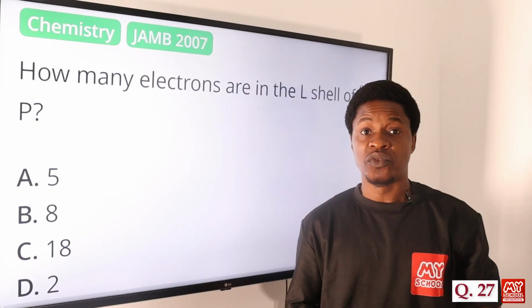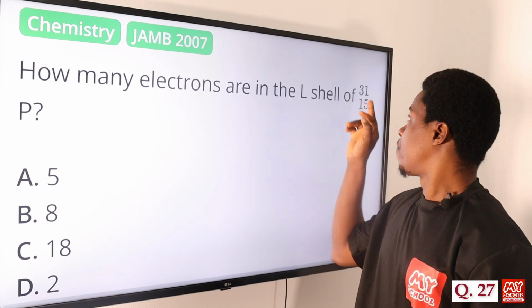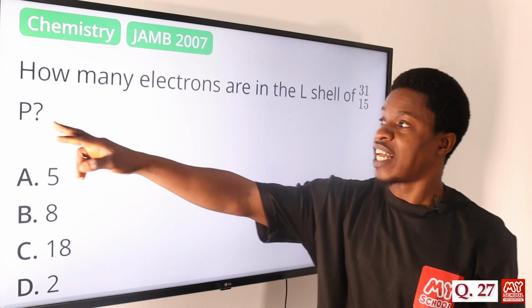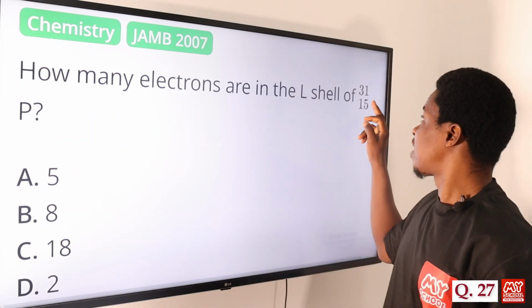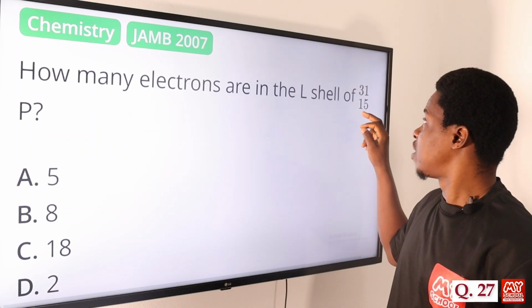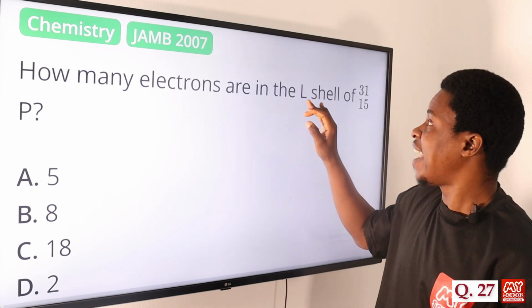Let's move on to question number 27. How many electrons are in the L shell of 31 15 P? Of course, if you identify the element, that is phosphorus. Phosphorus has an atomic number of 15, and then it has a mass number of 31. The question says, how many electrons are in the L shell?